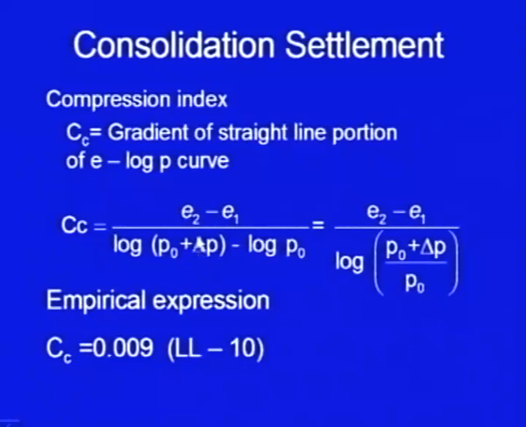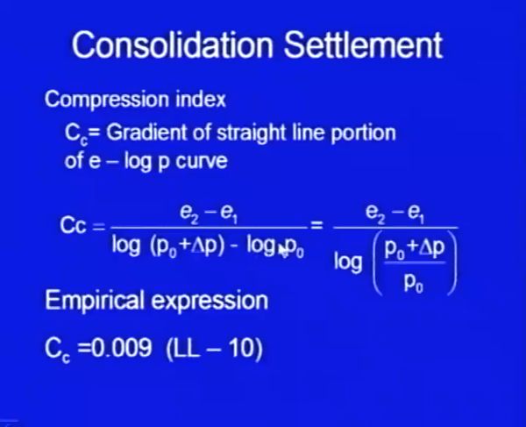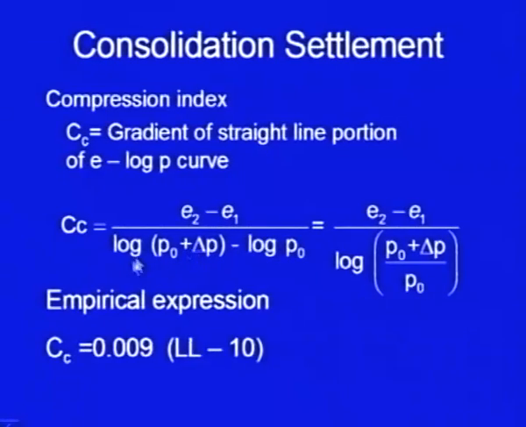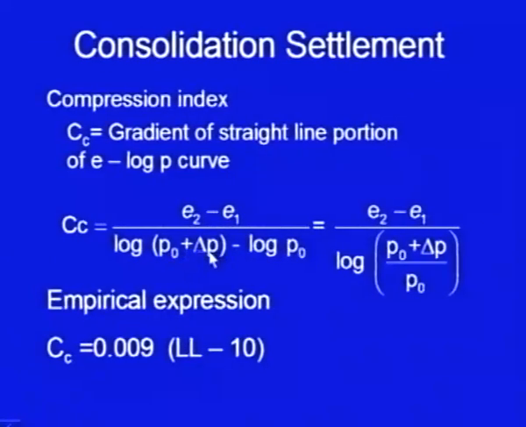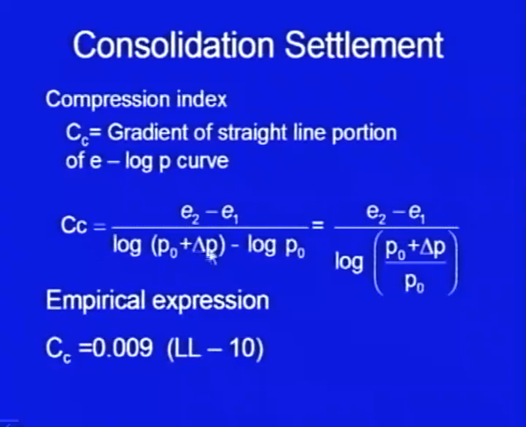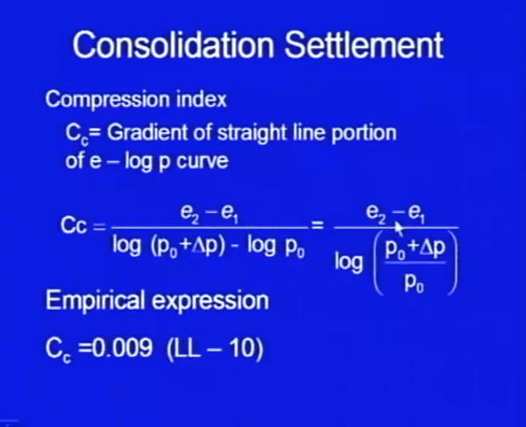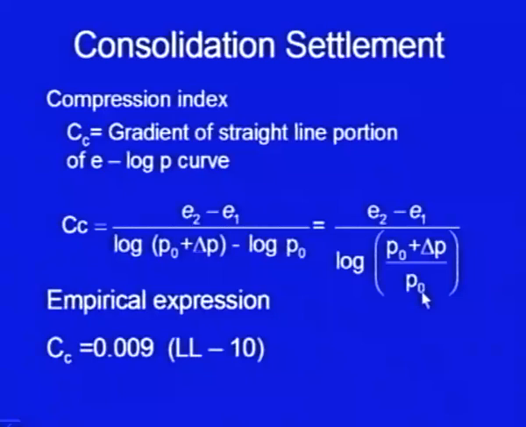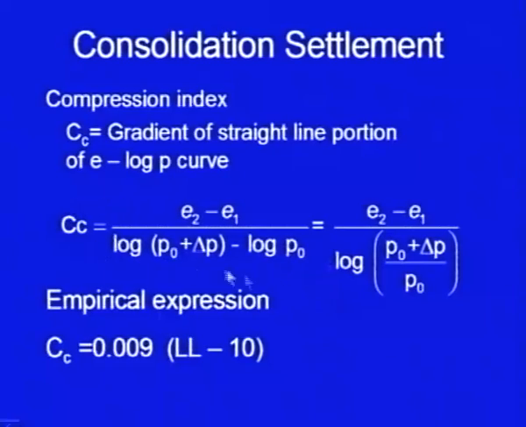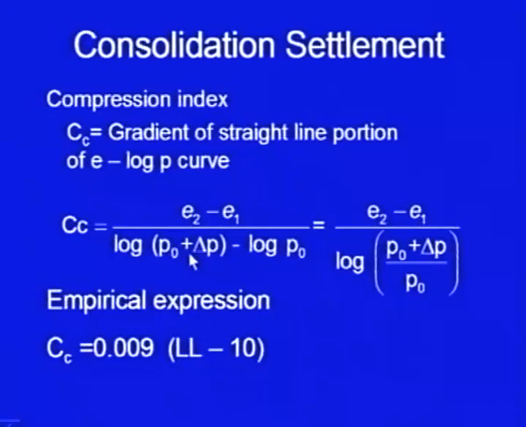So, for the compression index, on the y axis you have e values, so the difference of e values, and on the x axis we have pressure values on a log scale. So, log of p0 plus delta p, this is the incremental value of the pressure, minus log of p0. Finally, you get Cc equal to (e2 minus e1) divided by log of (p0 plus delta p) upon p0. Please remember again, all these are effective pressure values. So, this is the way you can calculate the compression index.